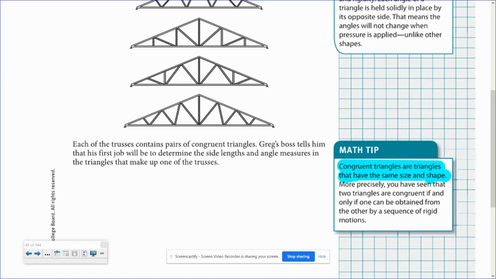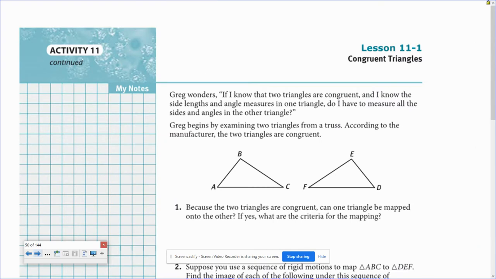Okay. So Greg's first job will be to determine the side lengths and angle measures in the triangles that make up the trusses. So Greg asks himself, if I know that the two triangles are congruent and I know the side lengths and angle measures in one triangle, do I have to measure all the sides and angles for the other? So he's going to begin by examining these two triangles, triangle ABC and triangle DEF.